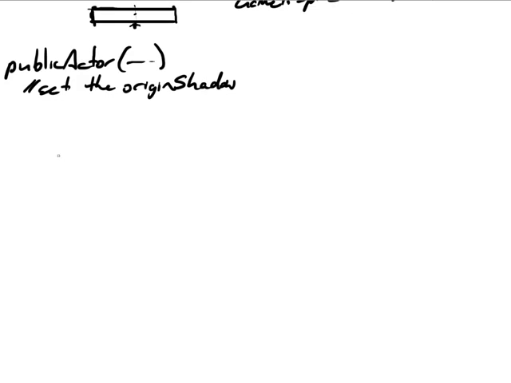Now onto our draw call. Public void draw, taking in sprite batch. All we're going to do now is draw shadow.